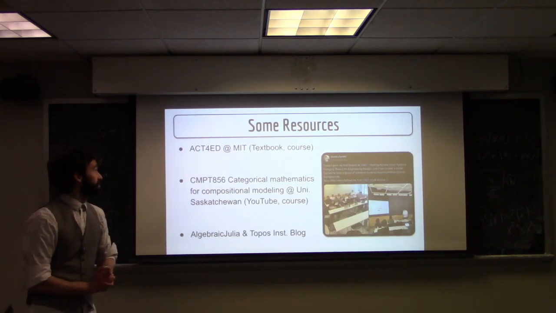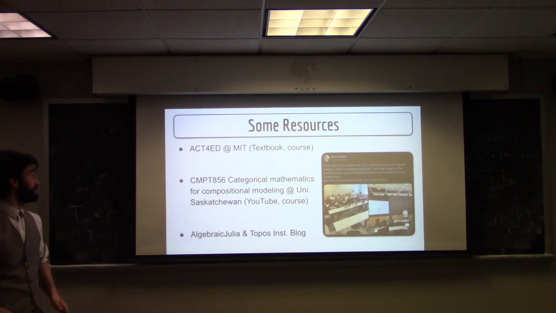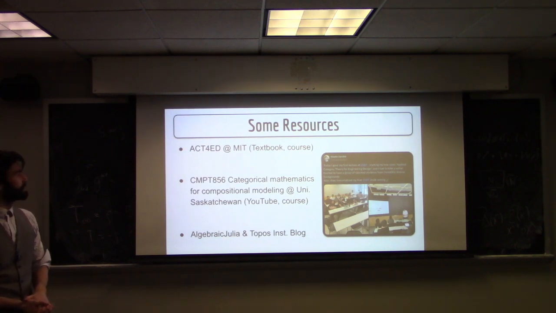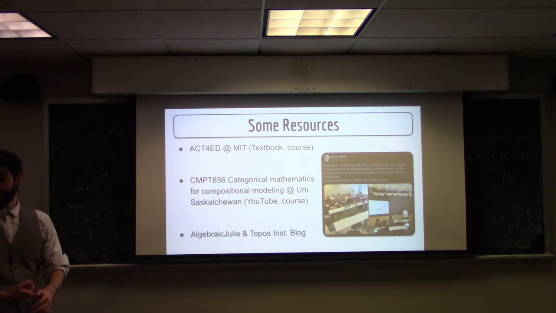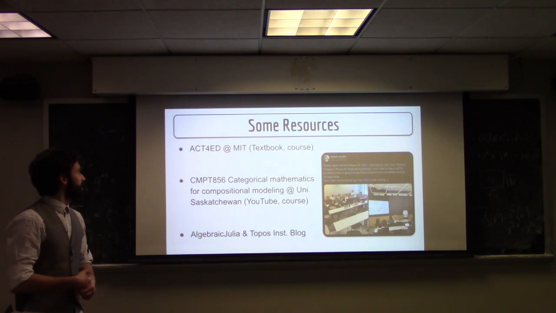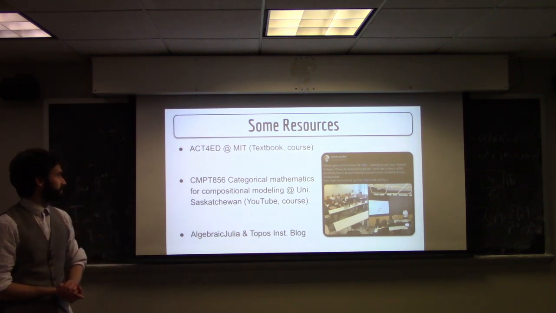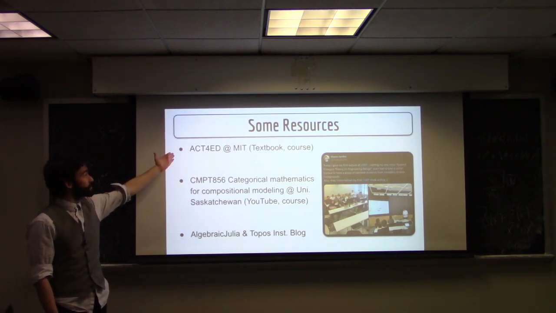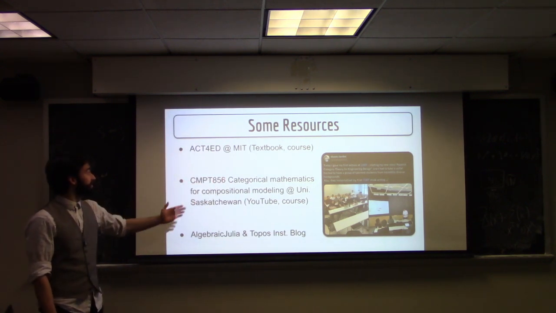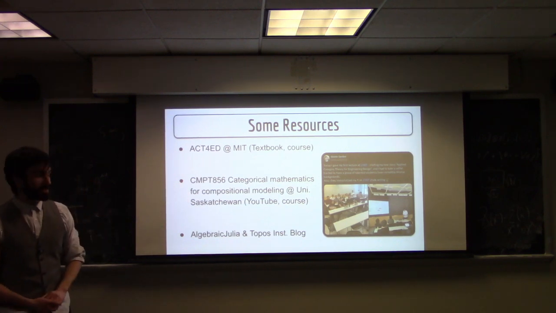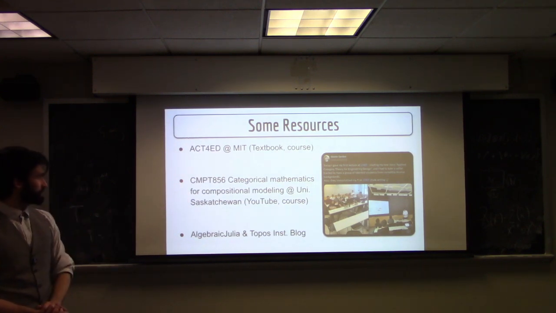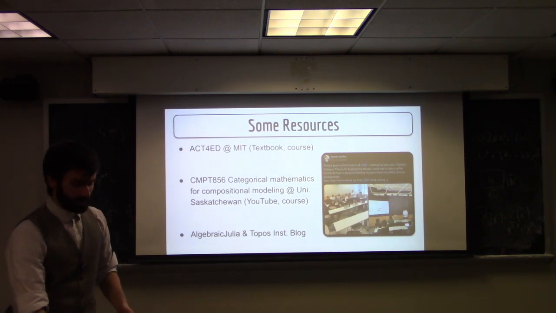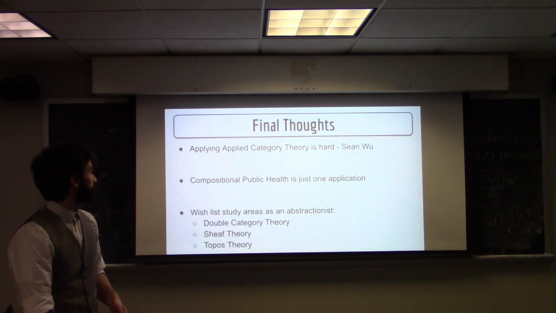Some additional resources for applied category theory, these are just some of my curated resources, is the course Applied Category Theory for Engineering Design at MIT. There is a textbook and coursework available for that. CMPT 856, Categorical Mathematics for Compositional Modeling at University of Saskatchewan. I should mention at MIT, this course is taught by Professor Joel Zardini. This course is taught by Professor Nathaniel Osgood. And then also the Algebraic Julia and Topos Institute blog is a great place to be learning where developments are happening in applied category theory.